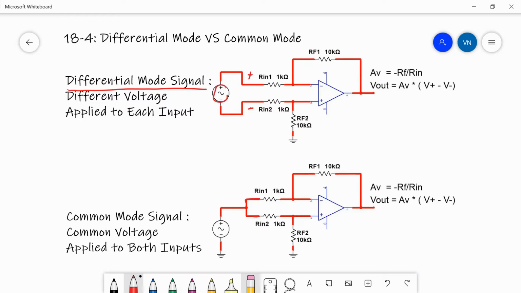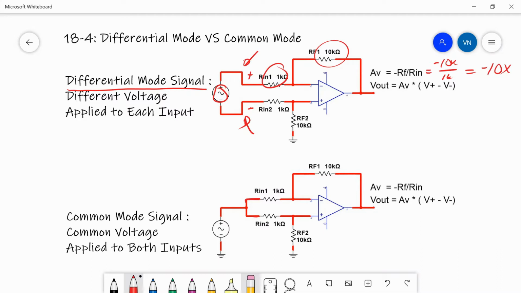Here I've got a sine wave, and that signal is applied between those two inputs. So I'll see a different voltage at this point than I'll see at this point. That'll get amplified by the gain factor, which is calculated by dividing the feedback resistor by the input resistor. In this case, it's minus 10K over 1K. The gain of this circuit is minus 10 times bigger.